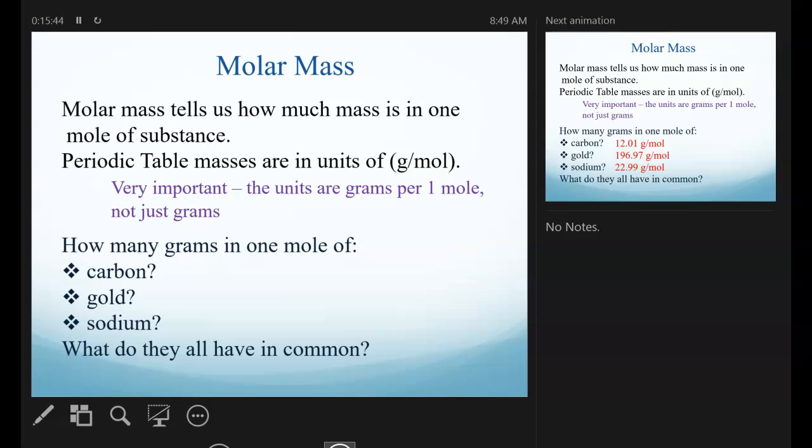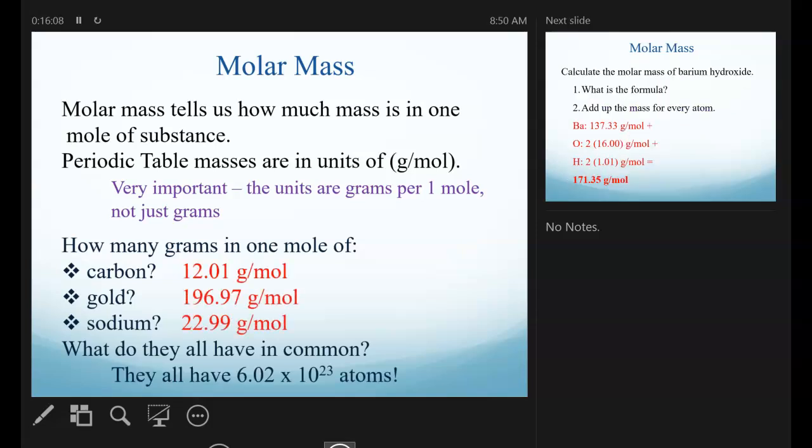Gold is right in the middle of the periodic table where the noble gases are. 196.97. Okay. How many grams are in 1 mole of sodium? Sodium is Na. It's to the left. 22.99. Good. Okay. And what do they all have in common?